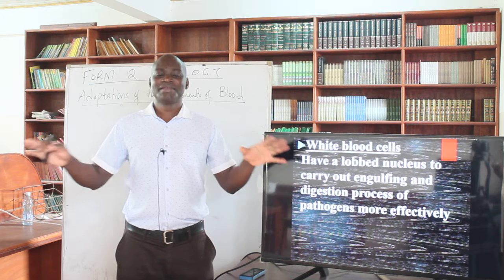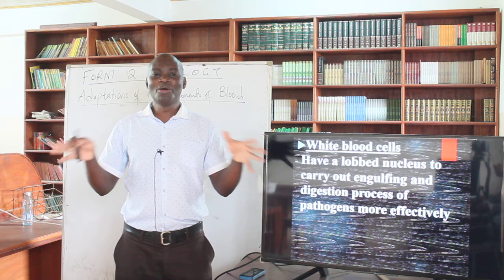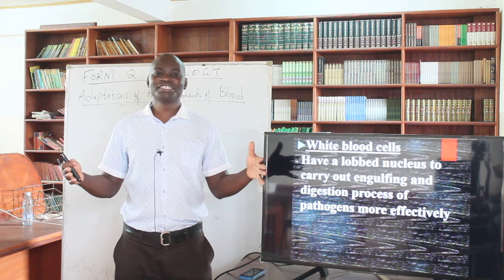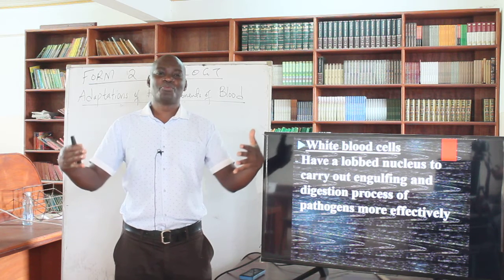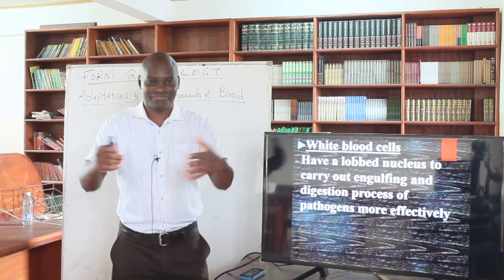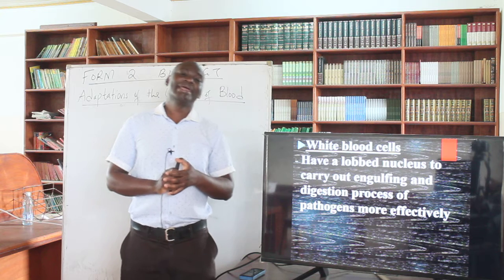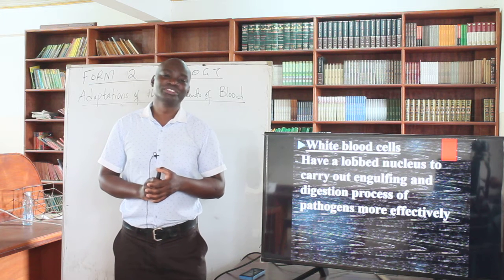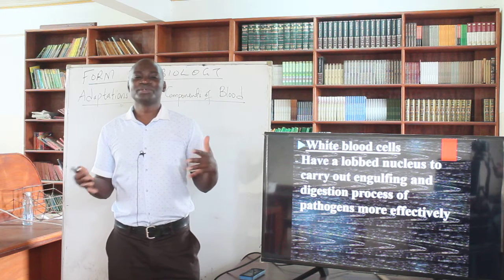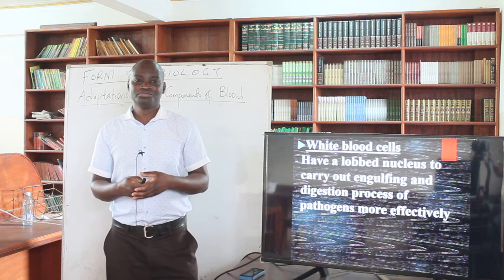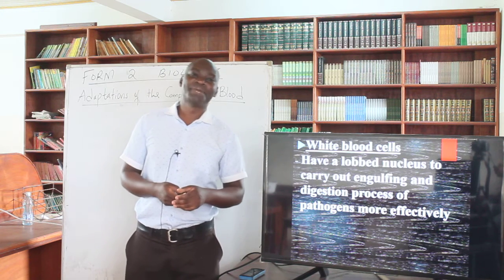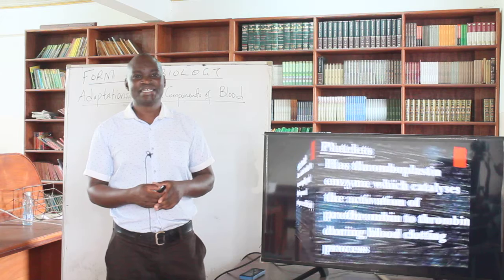So the lobed nucleus allows it to grow something like a pseudopodium and then engulf the disease-causing organism. If it is bacteria, it engulfs that bacteria and then digests it. So that is one thing about the white blood cells.